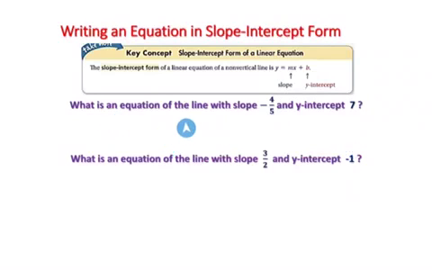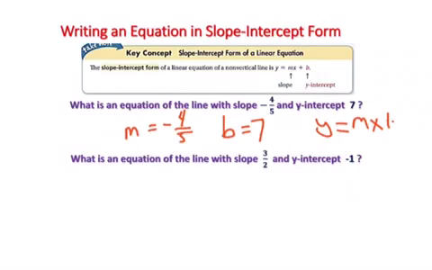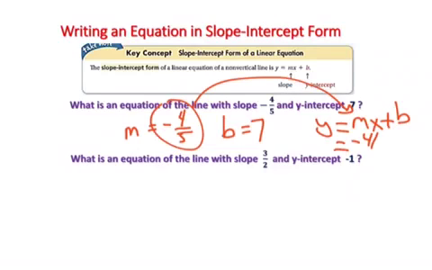This question says, what's an equation of a line with a slope of -4/5 and a y-intercept of 7? Okay, so that means that m, the slope, is -4/5 and b, the y-intercept, is 7. So if we have the formula y equals mx plus b, then if we fill -4/5 in for m, you'll have -4/5 x plus 7. So that's our equation. y equals -4/5 x plus 7.